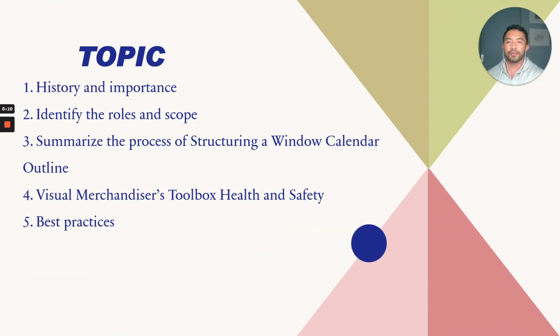The topics for this presentation are the following: the history, identifying the roles and scope of a visual merchandiser, summarizing the process of structuring a window calendar, the visual merchandiser's toolbox, health and safety, and best practices for visual merchandising.